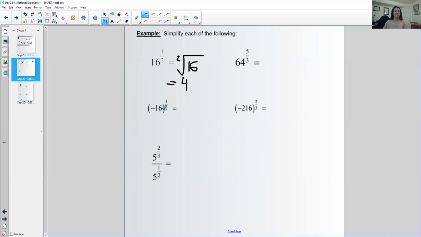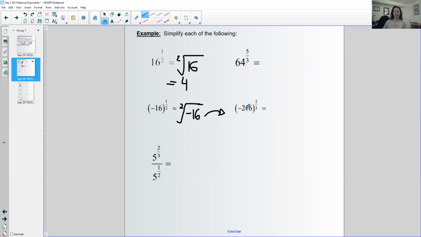Now, something like this, just to show you, we can have a negative. So again, the 2 is on the bottom of the fraction, which gives us a root 2. We have a negative 1 over negative 16 underneath the radical sign or the root sign. You can't take the square root of a negative number, so this can't be done.